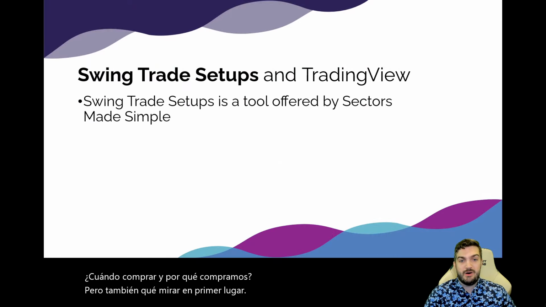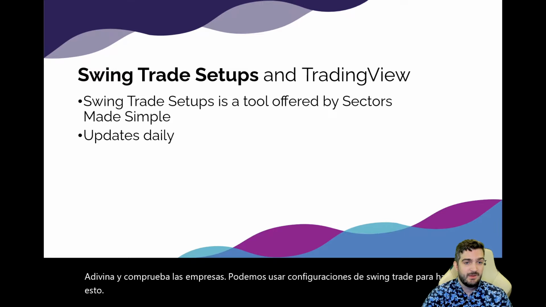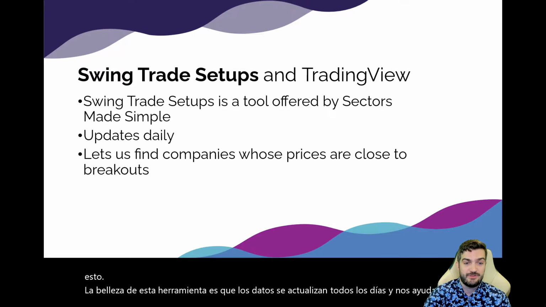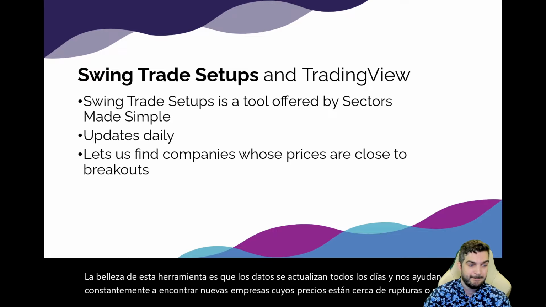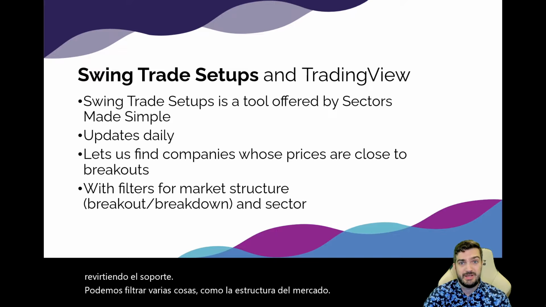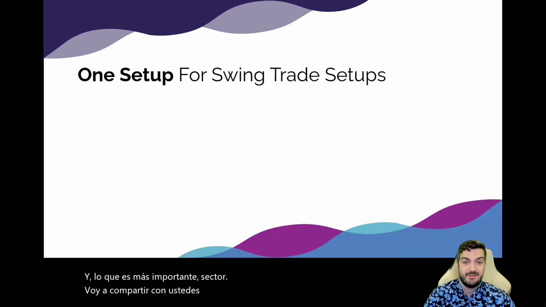And that's where a tool like swing trade setups can come in. You don't need to just guess and check on companies. We can use swing trade setups to do this. The beauty of this tool is that the data updates every day and is constantly helping us to find new companies whose prices are close to breakouts or are reversing off of support. We can filter for various things such as market structure and, more importantly, sector. I'm going to share with you 2 different setups for swing trade setups.